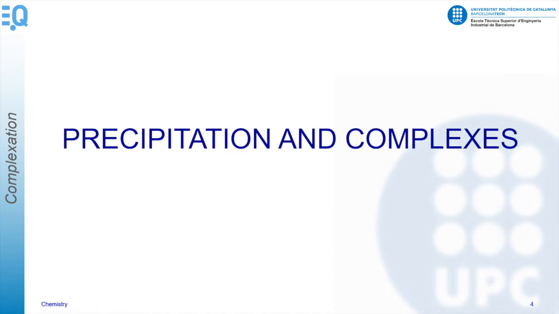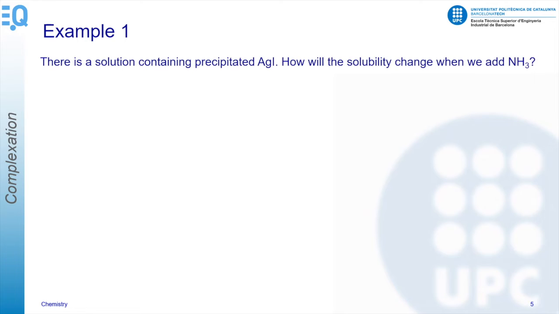Now that we have studied precipitation and complexes separately, we're going to see examples where these two topics come together. In this exercise, we have a solution with precipitated silver iodide, and we want to know how the solubility changes when adding ammonia.